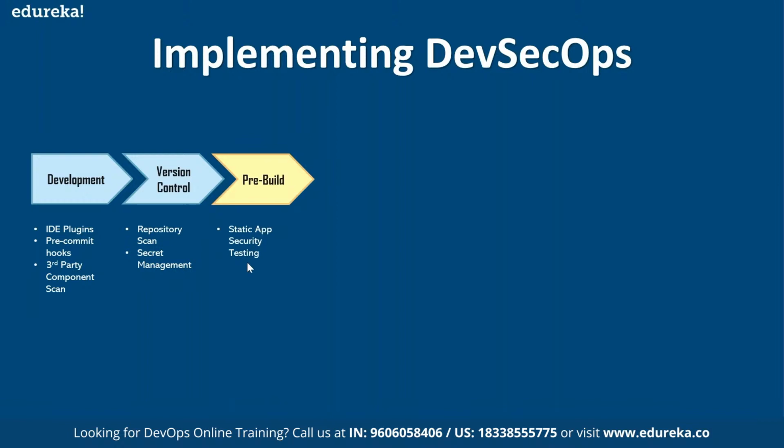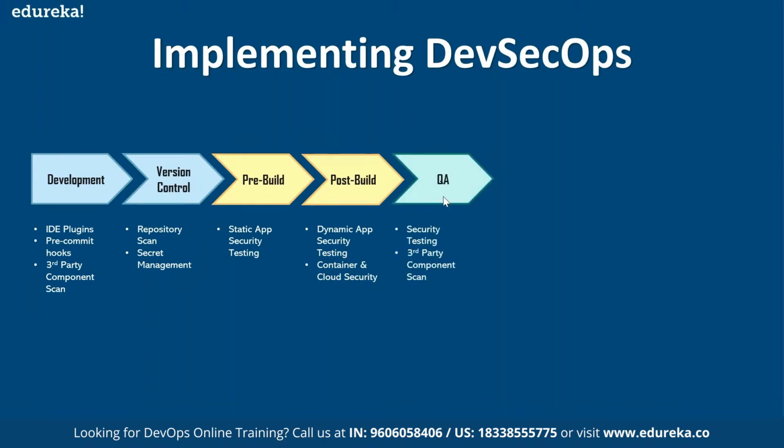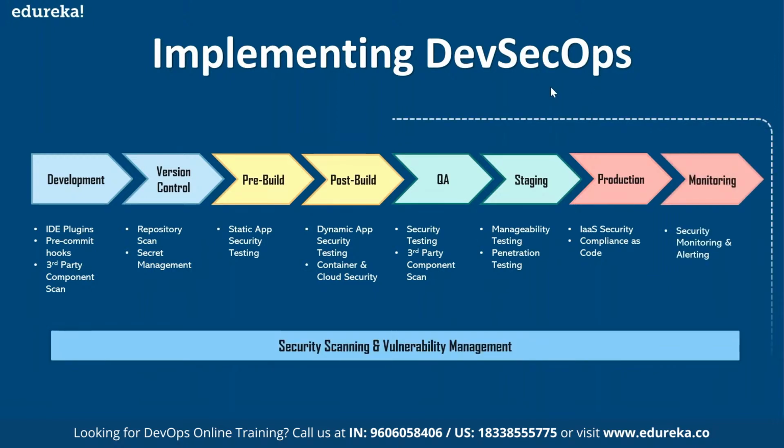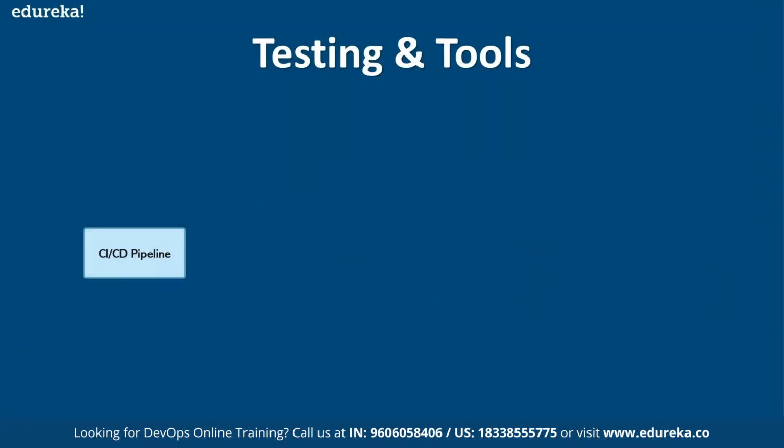Pre-build static application security testing, post-build dynamic application testing, container and cloud security testing. In QA time, you will have security testing. In staging time, you have penetration testing, vulnerability testing. In production, you have infrastructure and compliance as code testing. So different types of testing techniques are there at different points in time. But what fits where is mentioned in the next slide. Monitoring and alerting security is there. So what testing and tools are required?